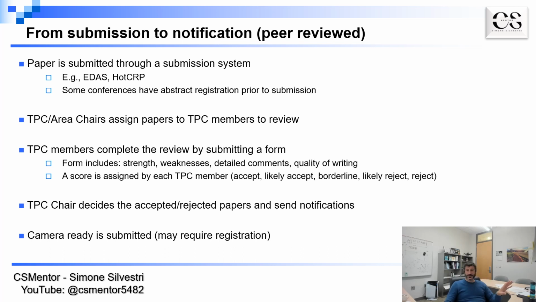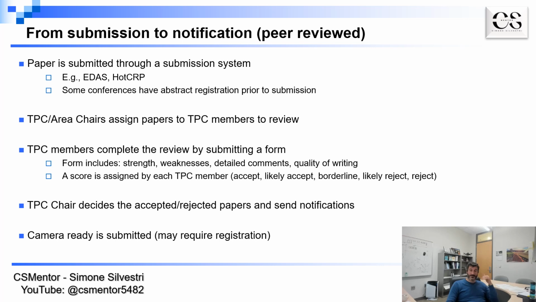So once the submission deadline has passed, all the papers are collected, and the TPC chairs assign them to the area chairs if they are present, or if not, they assign the papers directly to the TPC members that need to perform the review. In order to perform these reviews, usually TPC members fill a form. This form has several components, and exactly which components depends on which conference you are considering. But generally, there is a block for strengths, for weaknesses, another one for detailed comments, and for the quality of writing, etc. Of course, each conference could be slightly different about this, but generally these are the main blocks that you will find. And also, each TPC member needs to express a score about the paper.